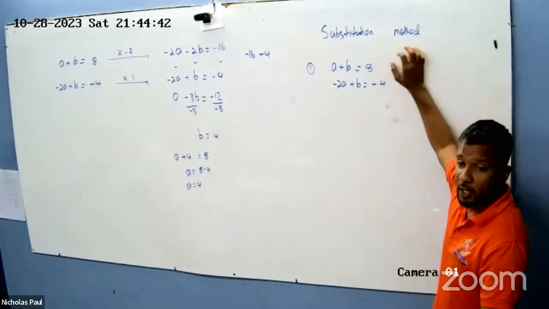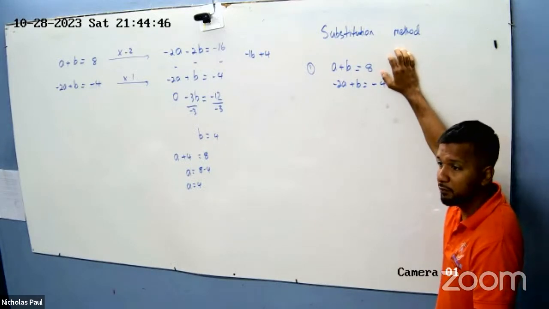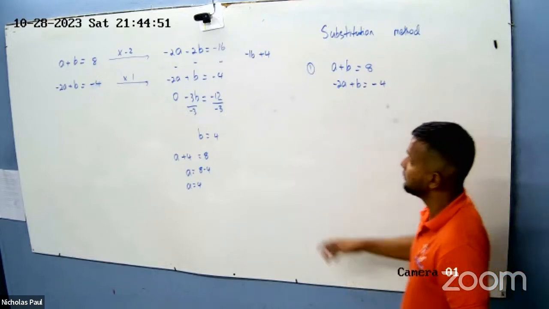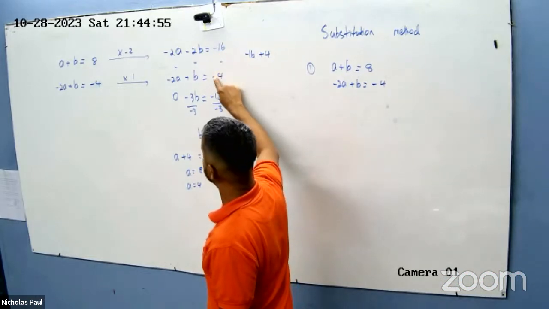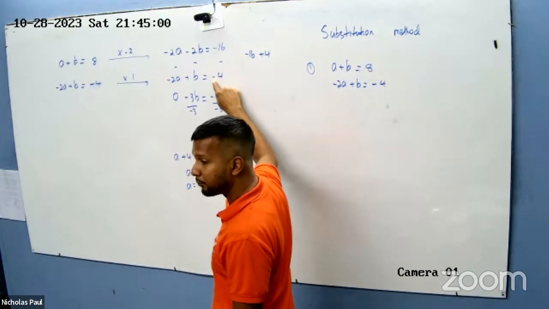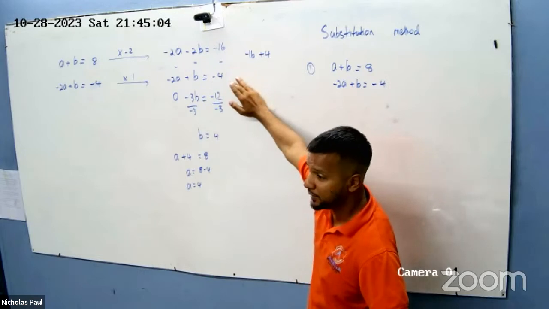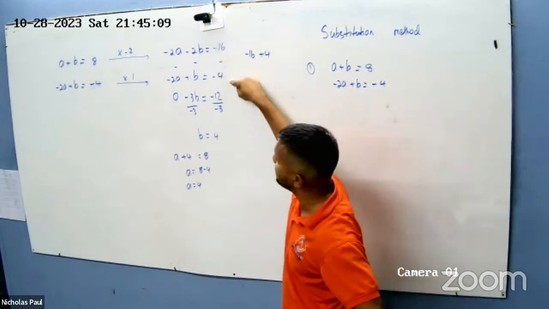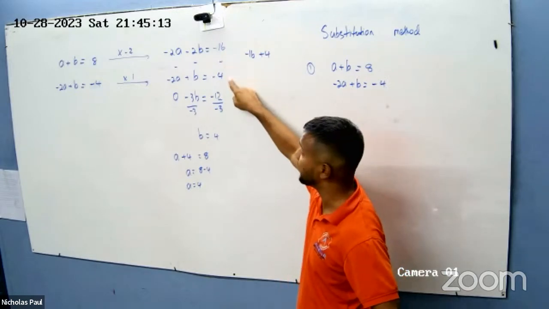All right, so I'm going to show you substitution method. Minus 16 minus 4 is minus 16 plus 4. A minus and a minus is a plus. Put those in the calculator. You don't want to do this step and get this wrong because you subtracted wrong. So use the calculator and check it back.